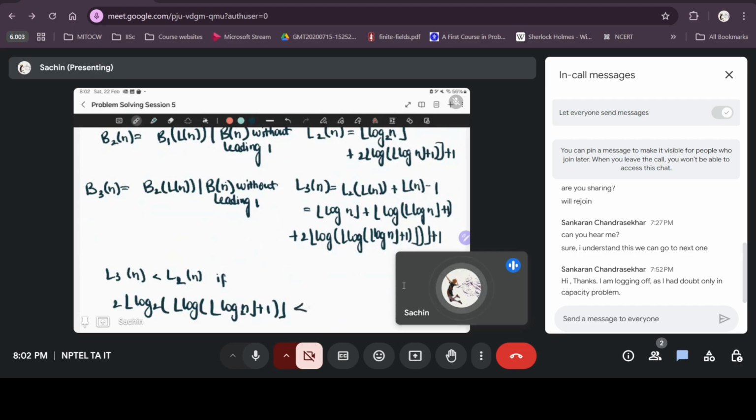Okay, that is less than floor of log of floor of log n plus 1.